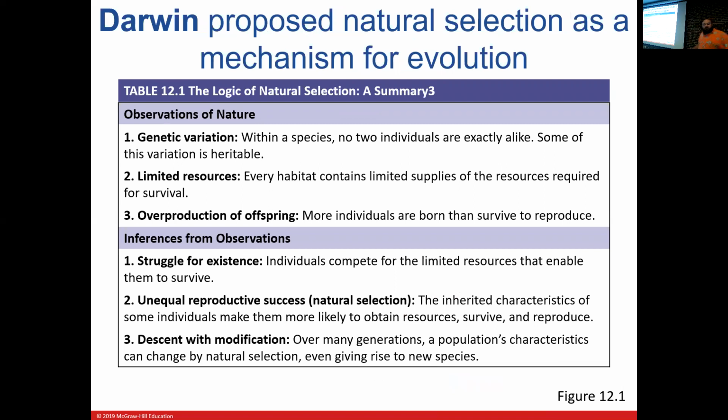Now, getting back to the mechanisms for evolution here, Darwin proposed natural selection as the mechanism for evolution. So for instance, here's the logic of this example. Here's the observation of nature, right? So, genetic variation. Within a species, no two individuals are exactly alike. There is some heritability, right? And you can see this pretty readily.